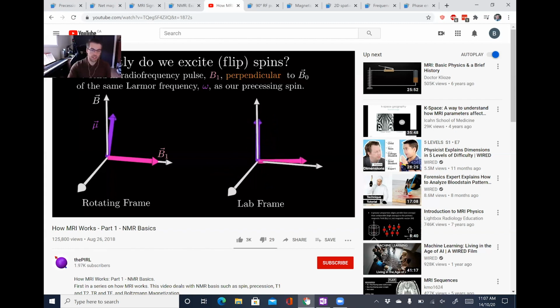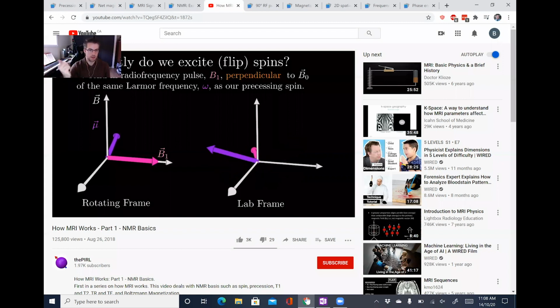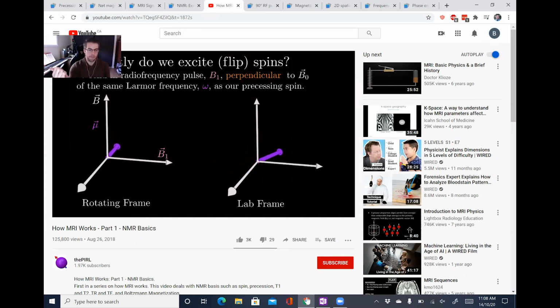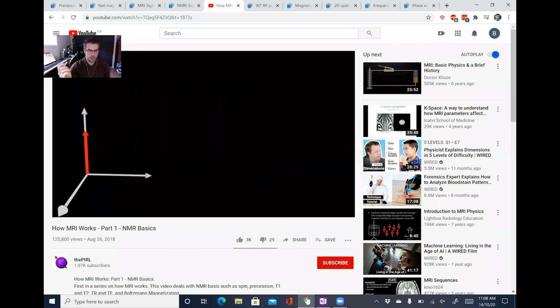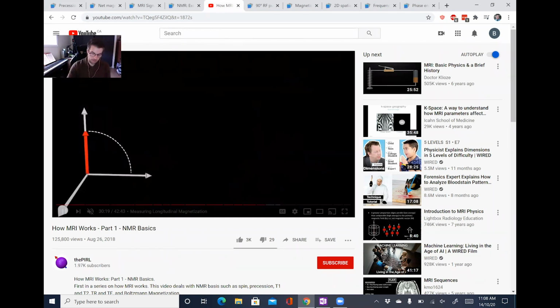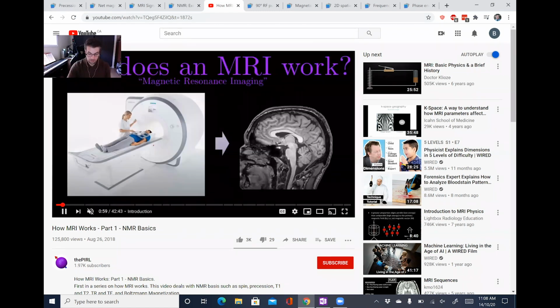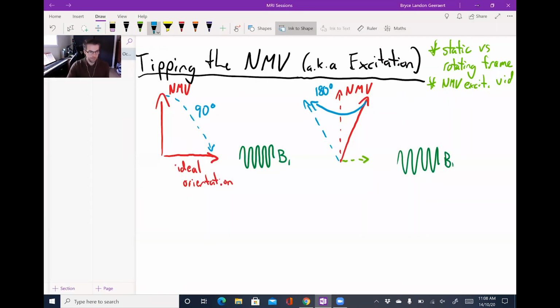You can see that instead of there being a misalignment of the B1 field in pink with the net magnetization vector in purple, there is always a right angle between the two that helps the net magnetization vector be tipped effectively instead of just that tipping getting canceled out. Hopefully that helps a little bit to explain why it's important for us to apply the B1 field at the resonant frequency of our net magnetization vector.